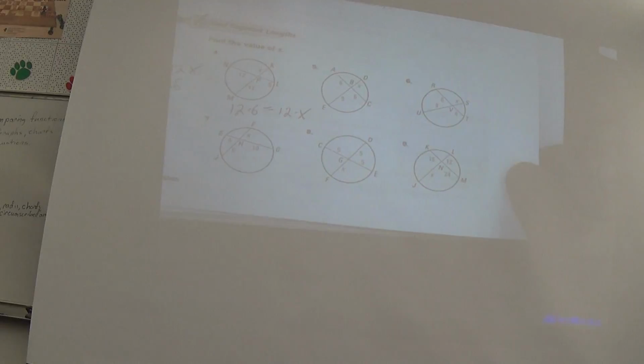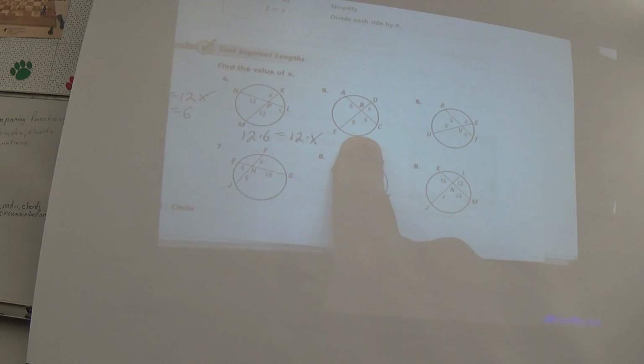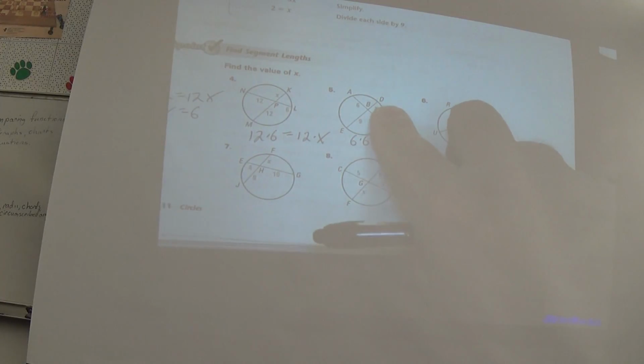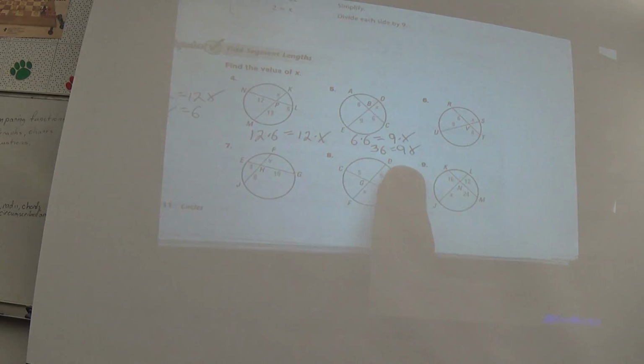Let's do one more. So if you look at number 5, this would be 6 times 6. The product of the segments of one chord, 6 times 6, equals the product of the segments of the other chord, 9 times x. So you have 36 equals 9x, and if you divide both sides by 9, you get x equals 4.